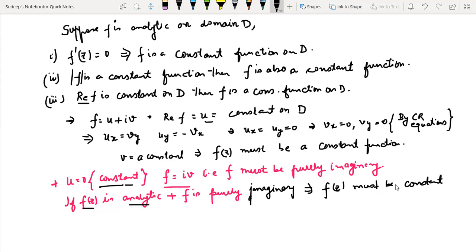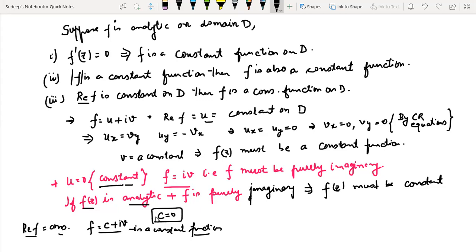I'm again reiterating. What I wanted to tell is that if the real part of f was a constant, it implies that f would have been something like constant plus iota b, right? What if this constant becomes 0? Then also this result holds. That is, if the real part of f is a constant, then f, which is c plus iota b, is a constant function. This is what it means. Let's say c is equal to 0. c equal to 0 means the real part of f is 0, and obviously the real part of f is 0 means the real part of f is a constant. F is given to be analytic, so it implies that f must be a constant function.